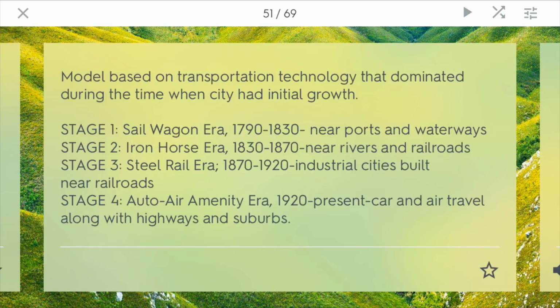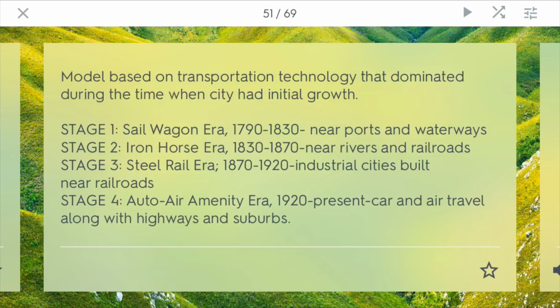the trade was. Stage 2, Iron Horse era, 1830 to 1870, cities during this time were built near rivers and railroads because finally railroads could link goods shipped on rivers to different places across land. Stage 3, Steel Rail era, 1870 to 1920, industrial cities were built near railroads because railroads really started to connect different large parts of places across lands.